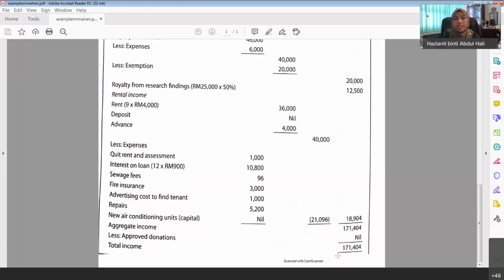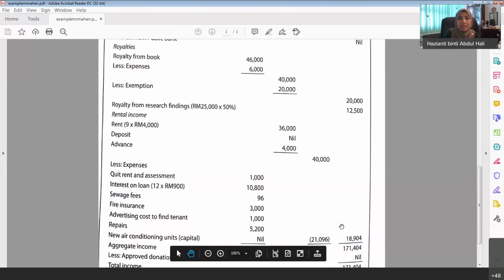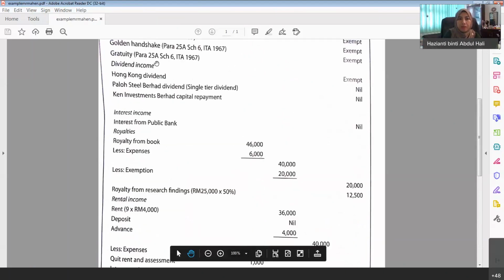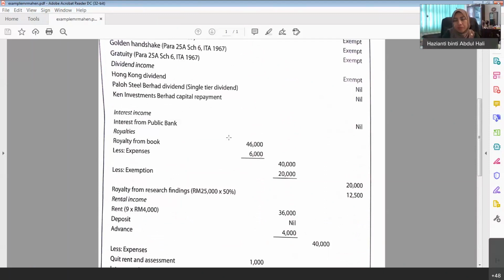Because here you see dividend, ada dividend from Hong Kong buat balik Malaysia pun ada kan. Ada dividend in Malaysia and also dividend from outside bringing back the dividend into Malaysia. All are actually exempted here. Nampak? Hong Kong dividend exempt. Palo Steel single tier tak perlu. Right, so dividend, in general dividend are all exempted. But you can write macam ni. You can include the dividend here but you write exempted here. Sama juga dengan interest. Interest pun exempted. Tak ada interest.